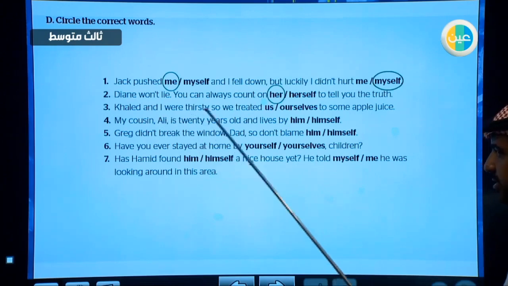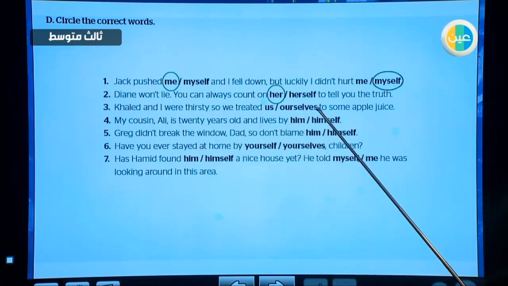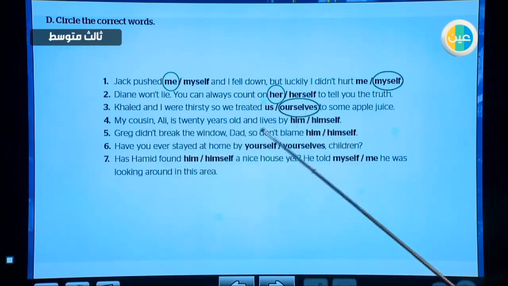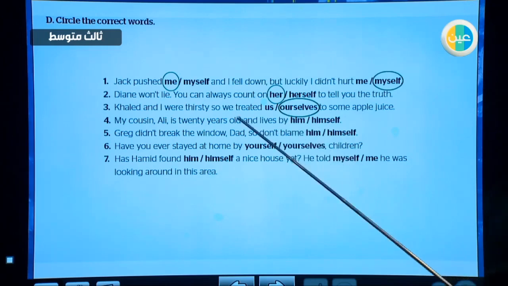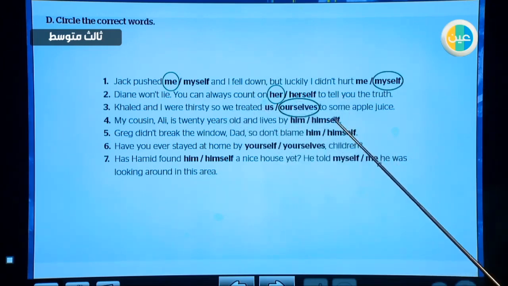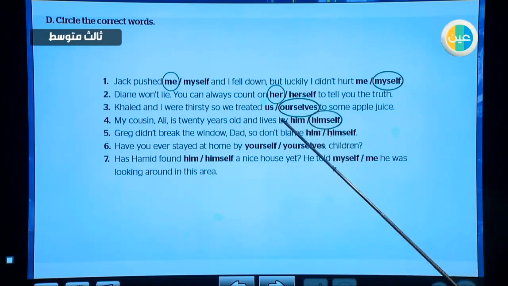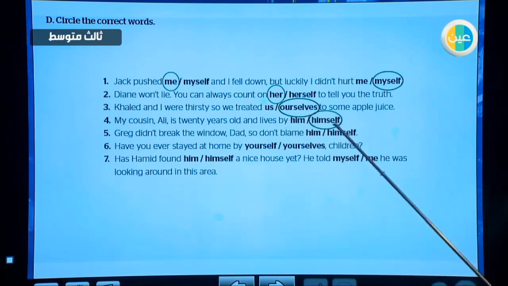Khalid and I were thirsty, so we treated us or ourselves. We is the subject, and the object seems to be the same, so we treated ourselves. My cousin Ali is 20 years old and lives by him or by himself. He lives by himself. Yes. By the way, when we use by before the reflexive pronoun, that means that he does that without any help from others.